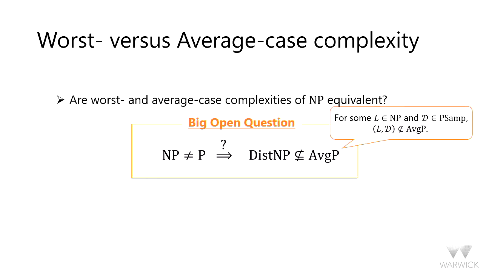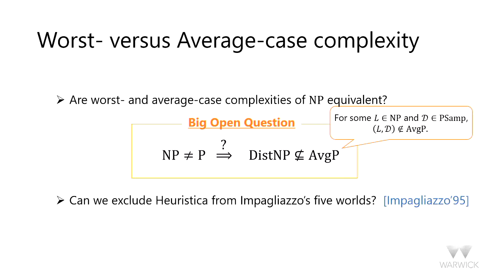The statement that distributional NP is not in average P means that you need to find some problem in NP and some polynomial time samplable distribution over instances, such that the distributional problem cannot be solved in average case polynomial time. In terms of Impagliazzo's five worlds, this corresponds to whether we can eliminate Heuristica from Impagliazzo's five worlds. And there is a very strong motivation from the theory of cryptography. In the following slides, I'd like to explain why this is important.